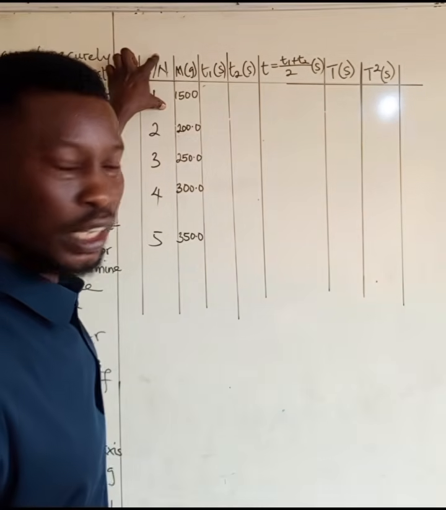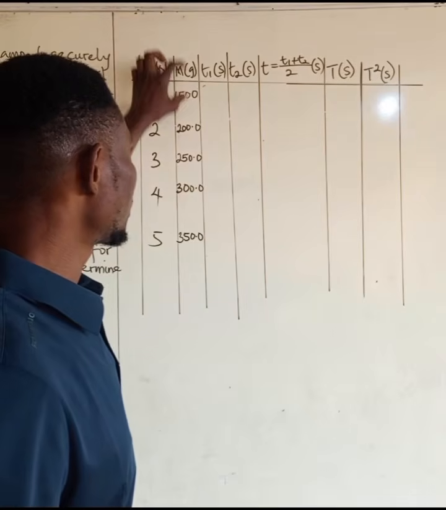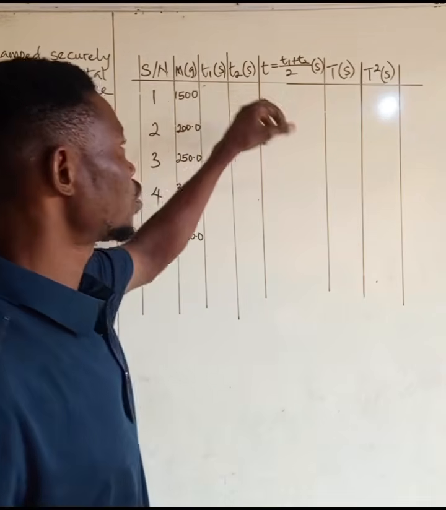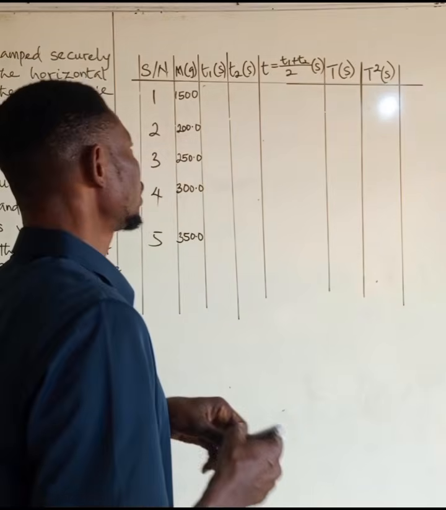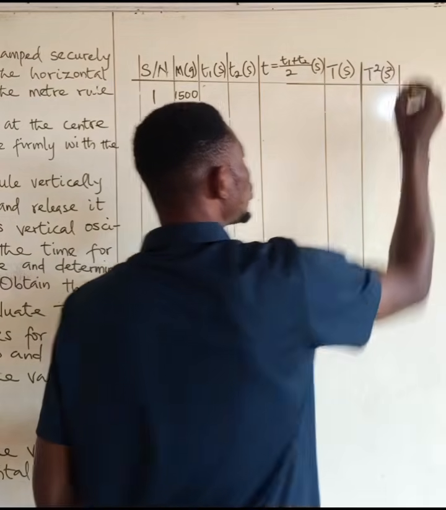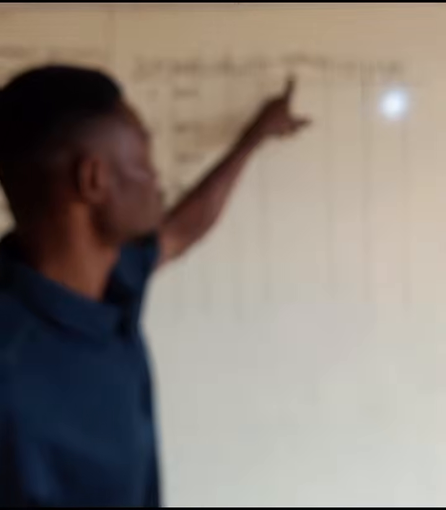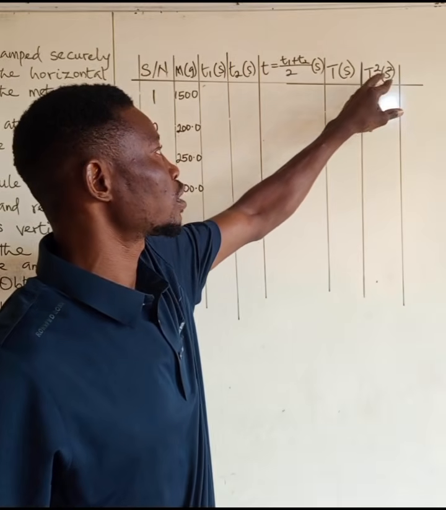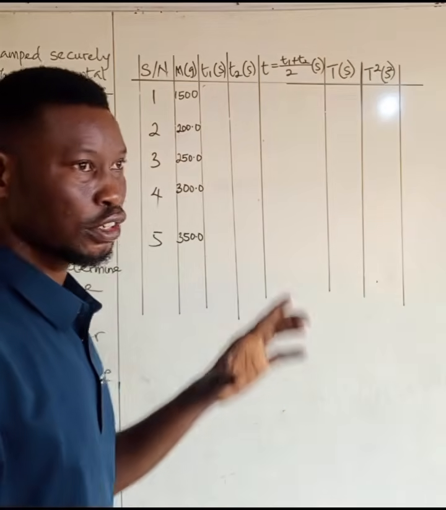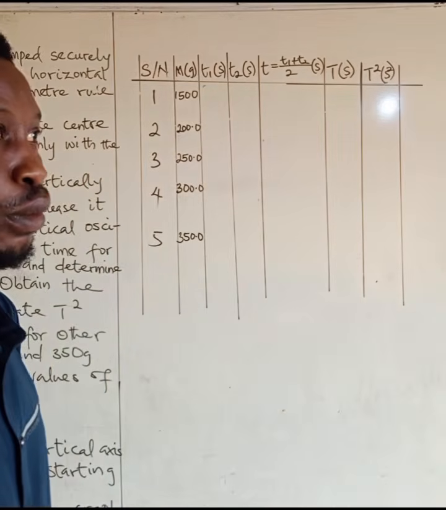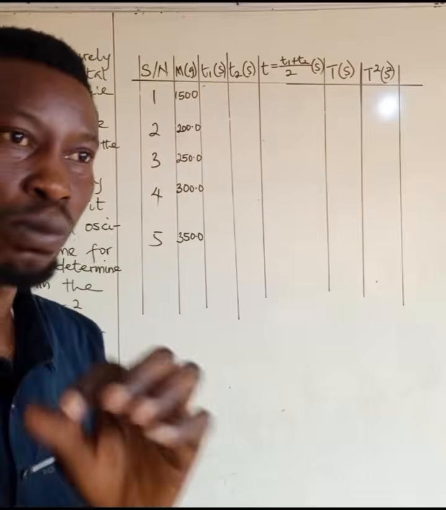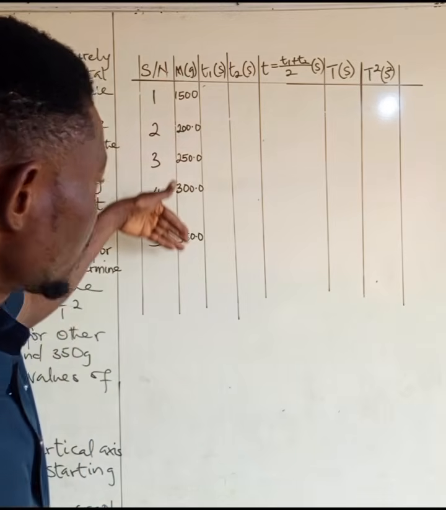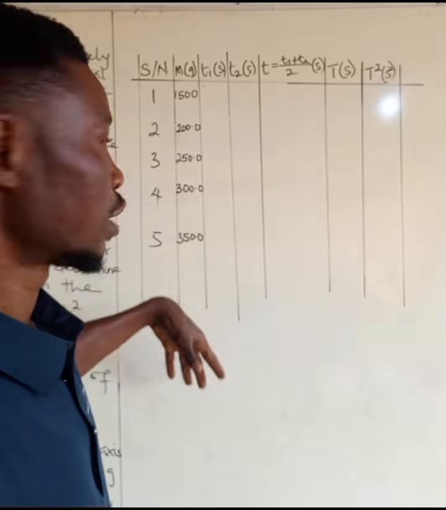You have serial number here, you have mass in grams, you have T1 in seconds, you have T2 in seconds, you have T, which is equal to T1 plus T2 all over 2 in seconds. You have the period capital T in seconds and T squared as well. Take note of all the rules involved in preparing a good table of values. You must maintain the same number of decimal places in each case.